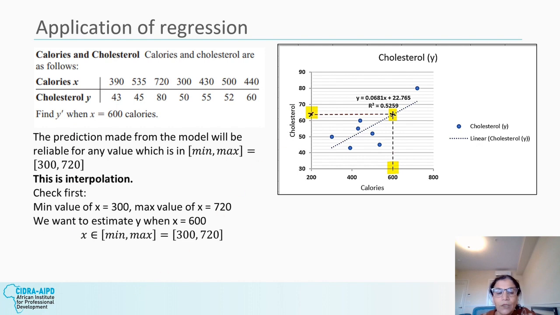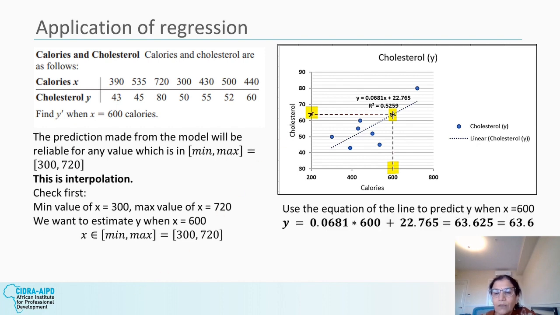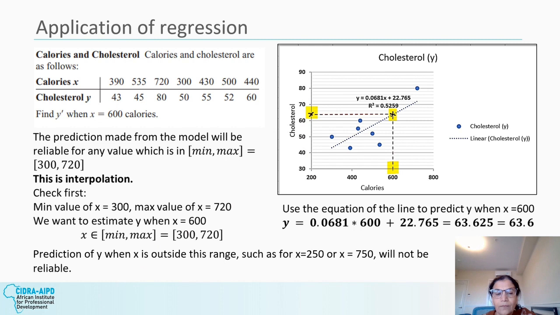You can also use the equation. You have seen this equation before. In this equation, in place of x, you write 600 and calculate. You will see the answer as 63.6, which is somewhat the same answer that you obtained from the graph. If you try to predict y when x is outside this range, for example 250 or 750, this prediction will not be reliable.